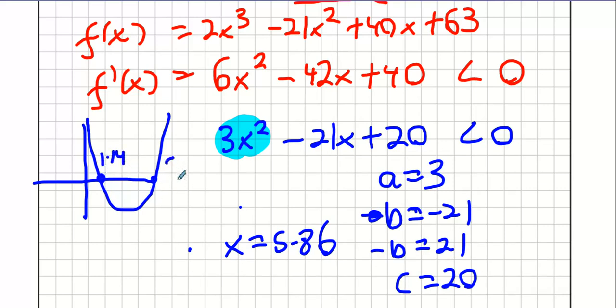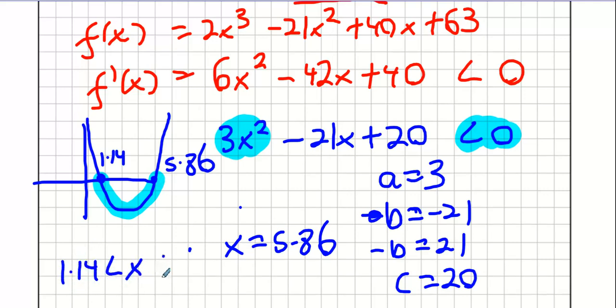So the two values in question are 1.14 and 5.86. Now please look at the language. It has to be smaller than 0. That implies this region here where it's below the x-axis. This means the values you're looking for are in between: 1.14 less than x less than 5.86. And that one there actually went for a lot of marks, to be honest. So all that combined gets you your 30 marks. Okay, so we're all done with that.